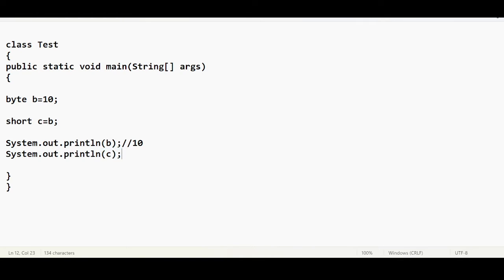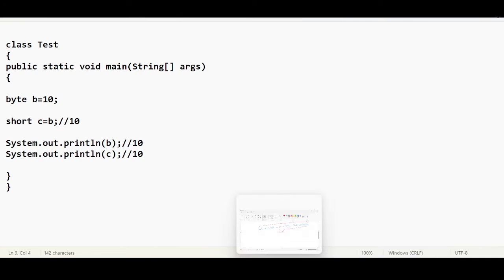And we are trying to print C. And again for C, C is a variable which is taking the value B itself, right? So again the B is assigned to 10, so this is also going to be 10. So when you access C, the output is going to be 10. By these two lines, I can say that the value B is getting converted, the byte data type is getting converted to short.